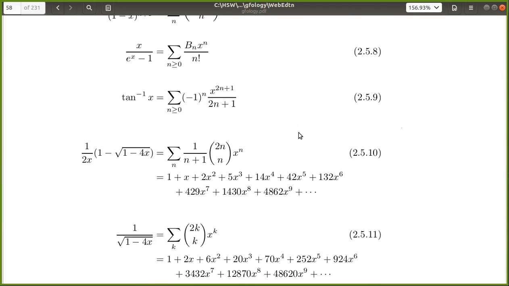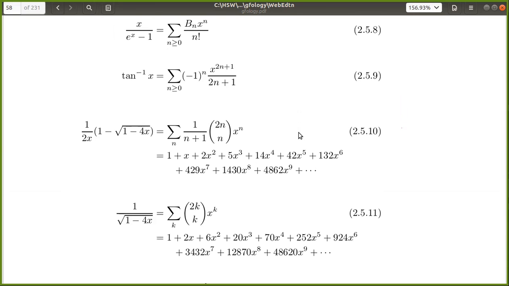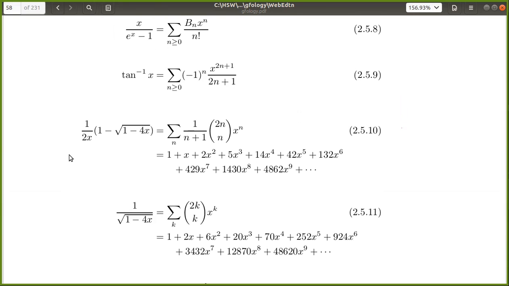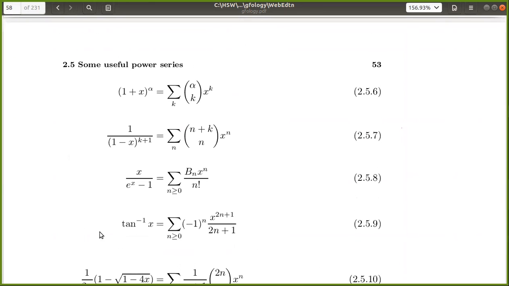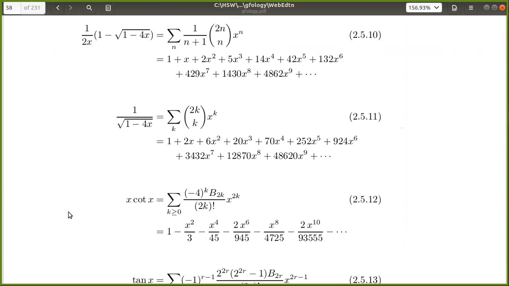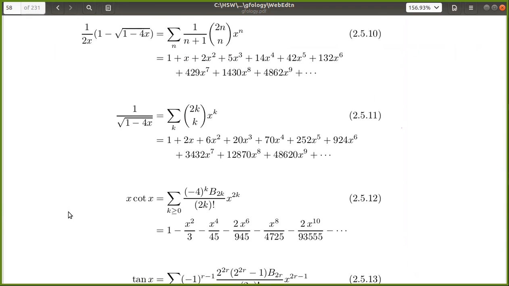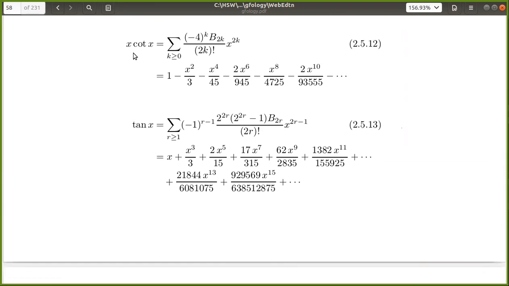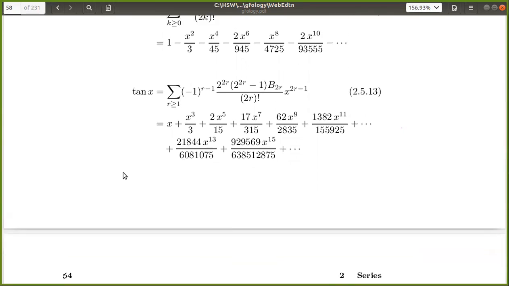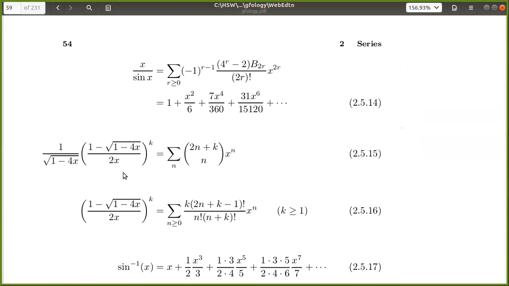Depending on which exercise you hit upon, these are some handy power series which you might have to use. Till here you anyway know all of these. These are a few more. Cot x also you know, and then x cot x. Now all these are expressed in terms of Bernoulli numbers.